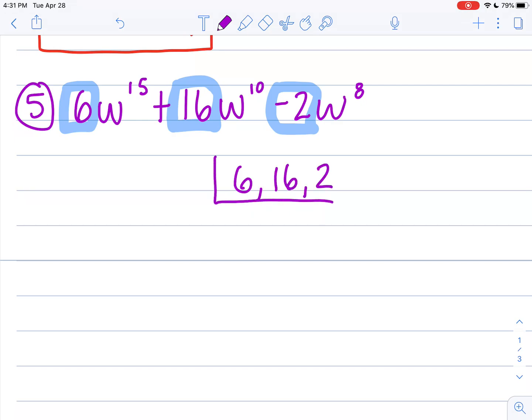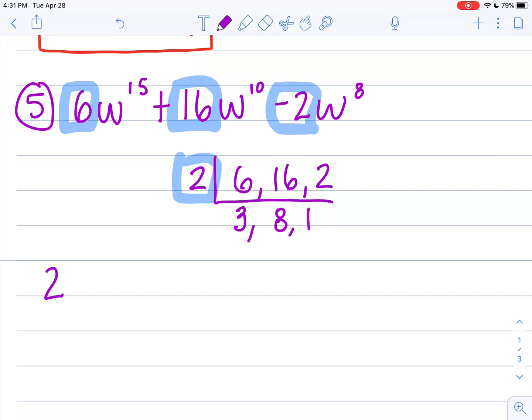Now, this time you have to see what all 3 numbers go into. Start with the smallest number and see if the smallest number divides into all of them. So 2 is the smallest number, and that actually does divide into all of them. 6 divided by 2 is 3. 16 divided by 2 is 8. And 2 divided by 2 is 1. Okay, so this is your GCF.